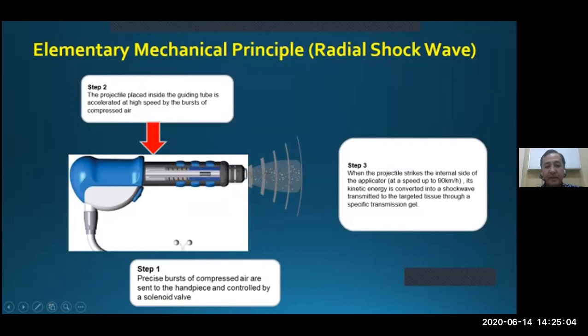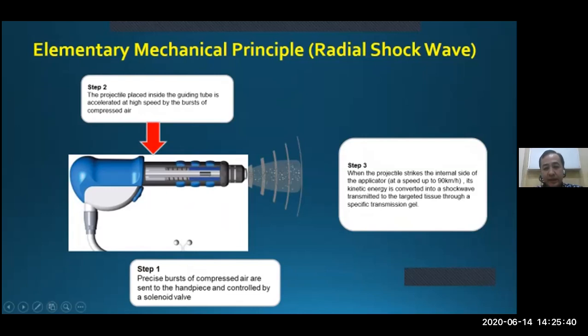And then in front of the handpiece here, we have the applicator. This is the applicator. The projectile will strike the internal side of the applicator, and its kinetic energy is converted into shockwave and transmitted to the targeted tissue through a specific transmission gel. This is the mechanism of the radial shockwave using compressed air. This is called the hand, and the compressor is the machine itself.